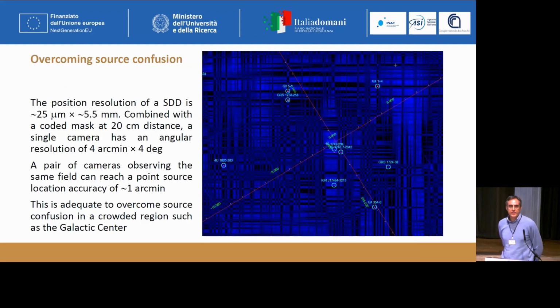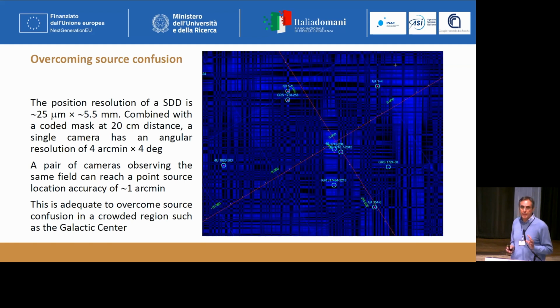So the detectors are linear and large area silicon drift detectors, and the position resolution of each detector is non-symmetric. This means that we have a position resolution of the order of 25 microns in one direction and about 5.5 millimeters in the orthogonal direction. If we combine this type of detectors with a coded aperture camera at a distance of about 20 centimeters, we obtain an instrument with, again, an asymmetric angular resolution of the order of 5 arc minutes times 4 degrees.